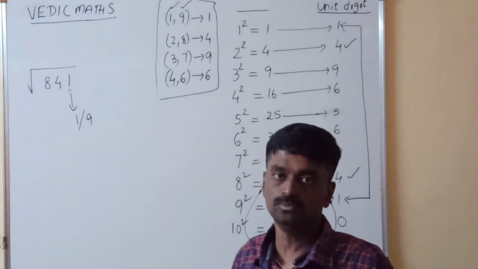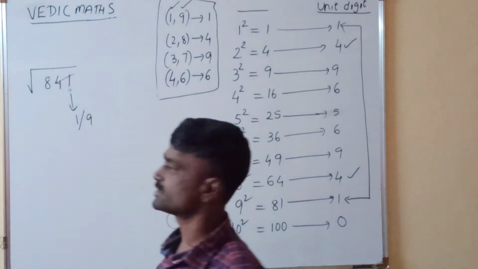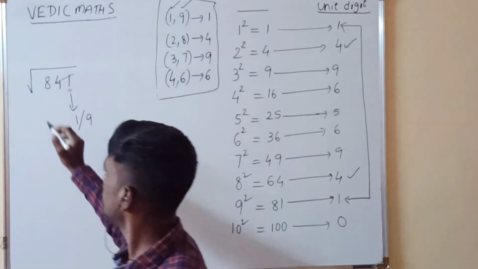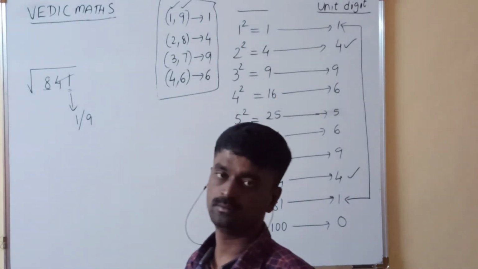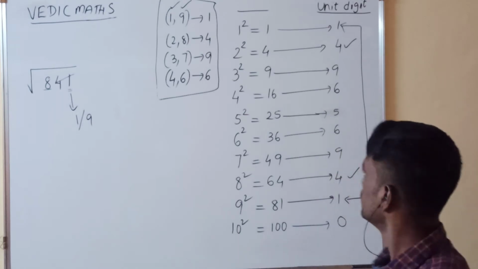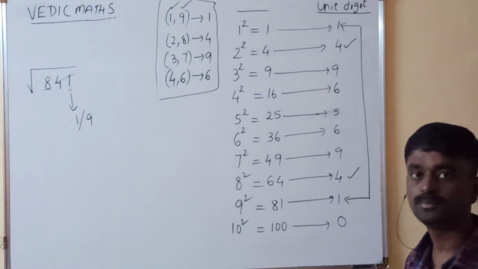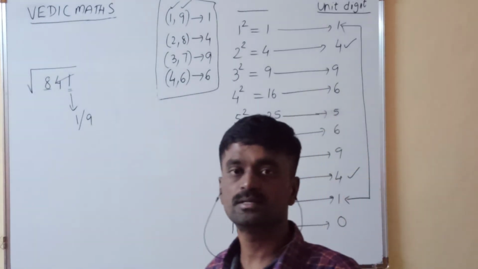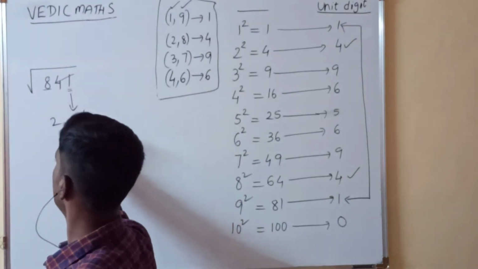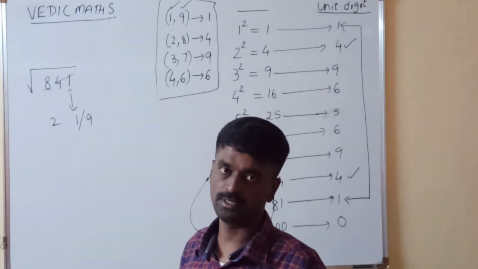Now, next step 2. So remove. These two numbers just cancel. Okay? Then what is the number left here? 8. What is the perfect square just before 8? The perfect square just before 8 is 4. What is its square root? 2. So the answer will be either 21 or 29.